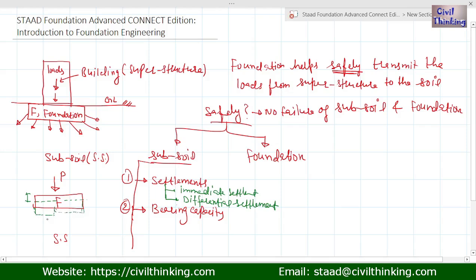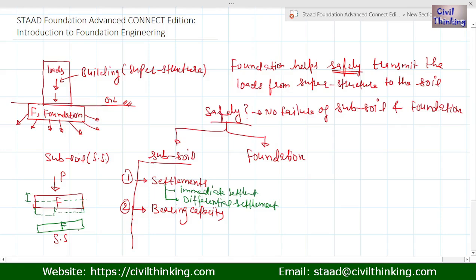Okay, so because of the difference in the settlements, we call it differential settlement. Keep in mind the differential settlement is more dangerous than the immediate settlement, because it might cause the tilting of the foundation, or even cause the failure of the foundation.